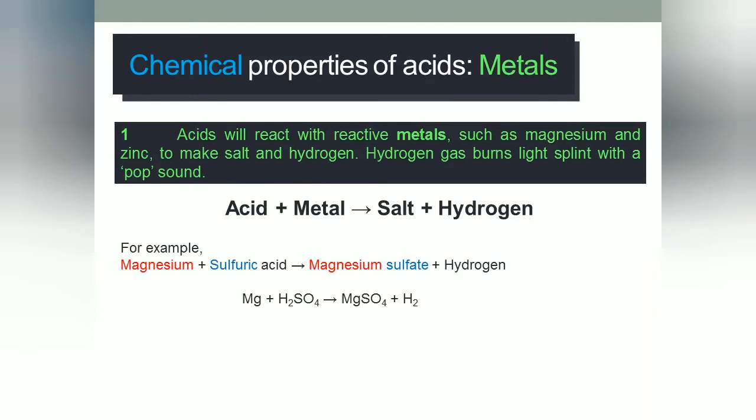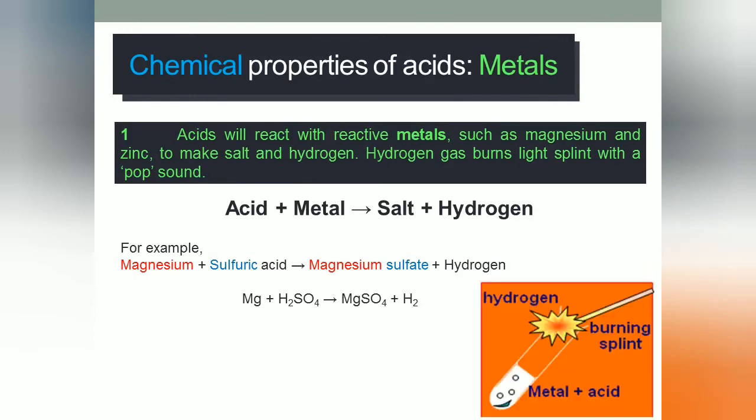And to add on, hydrogen gas can be identified using a burning splint. If hydrogen gas is present, the burning splint will extinguish with a pop sound.